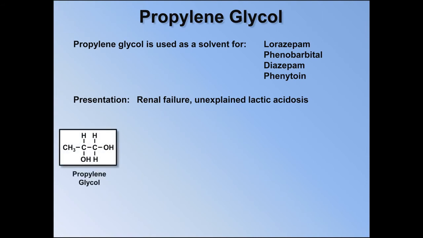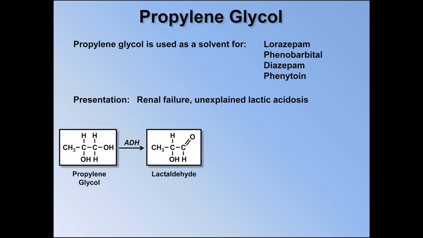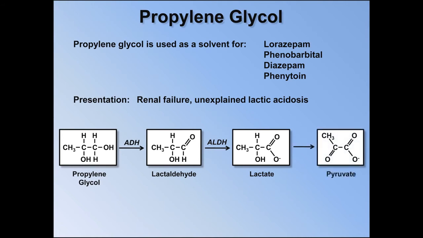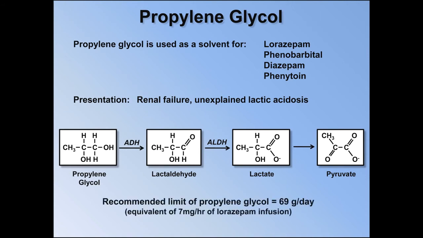Quickly, propylene glycol is oxidized first to lactaldehyde and then again to lactate, thus the lactic acidosis. Eventually, the lactate is cleared by reduction back into pyruvate. An acceptable level of propylene glycol administration has not been formally defined, but commentary in the literature recommends a limit of 69 grams per day in patients with normal renal and hepatic function, which is the equivalent of 7 milligrams per hour of lorazepam. Other drugs are not infused at high enough rates to lead to propylene glycol toxicity by themselves, but will contribute to this problem if combined with IV lorazepam.